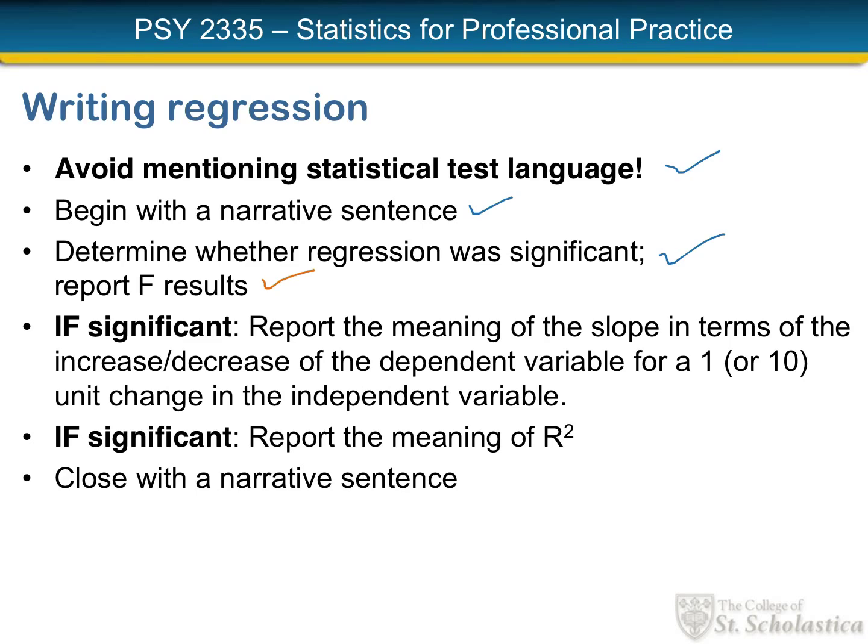If I did have a significant result, I have to say something about the slope, and I usually express it in terms of how much the dependent variable will increase or decrease for a 1 unit, or if the units are very small, I might even report for a 10 or 100 unit change in the independent variable. And again, if I had a significant result, I also need to say something about the effect size and then close with a narrative sentence. Let's look and see what that would be like for the data that we have been looking at so far.